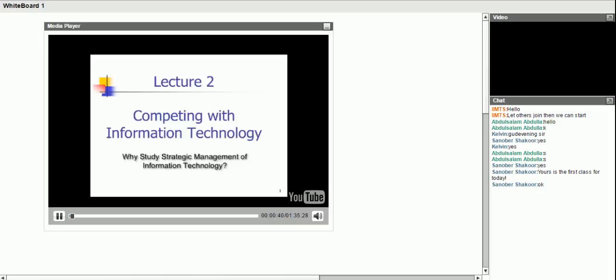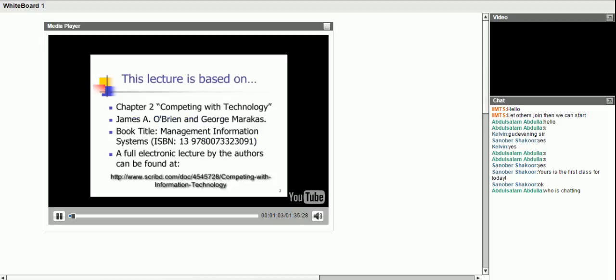It is the PowerPoint slide set lecture 2, competing with information technology, why study strategic management of information technology, the name of the course. So this is really an overview of a lot of the topics, and you can kind of think of it as the outline in some different ways. But it talks about the strategic advantage that information technology can add to almost any business.